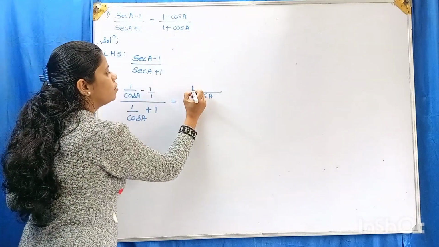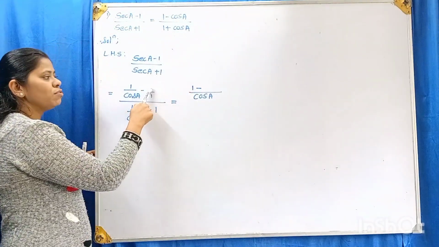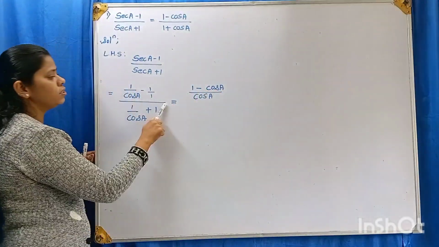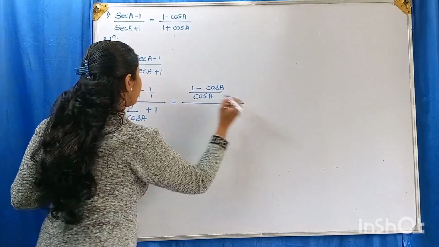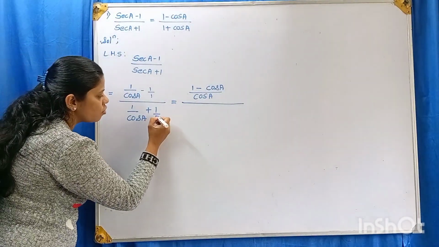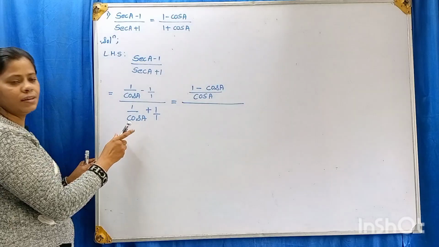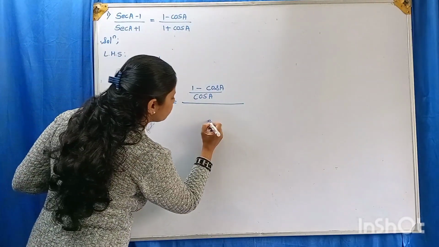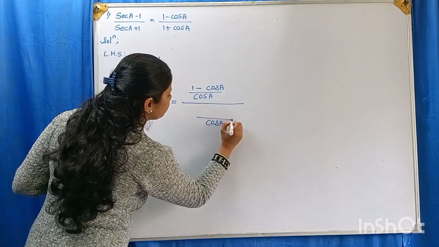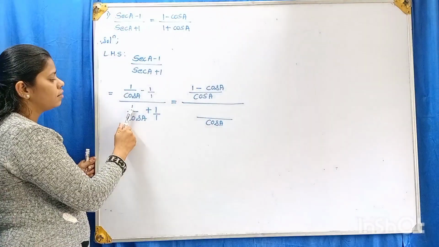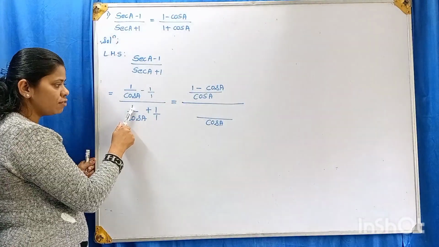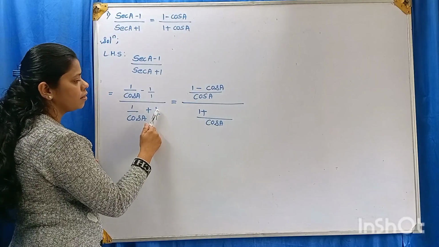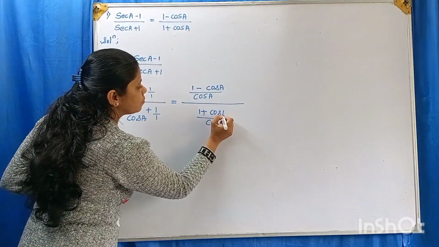1 minus this one, it will become cos A. 1 minus cos A, whole divided by, nothing is in the denominator, so let me write it as cos A and 1. What is the LCM? Cos A is the LCM, right? Since cos A is the LCM, what will it become? It will become 1 plus this one. It will become cos A, right?